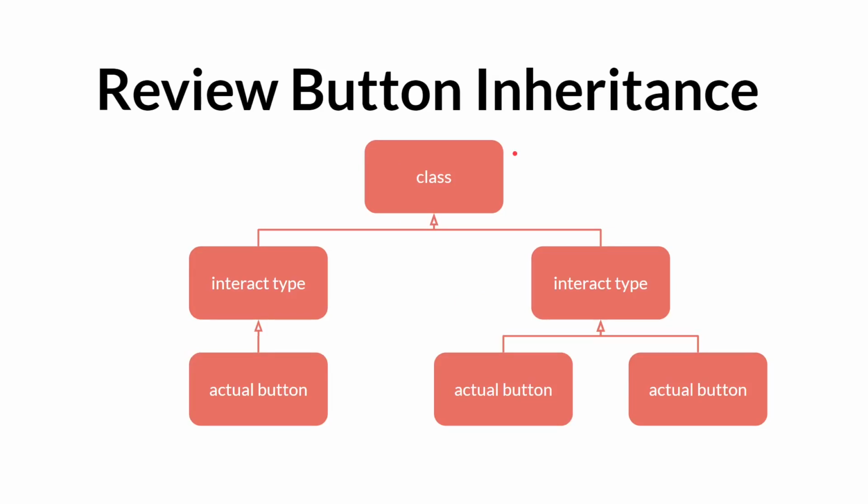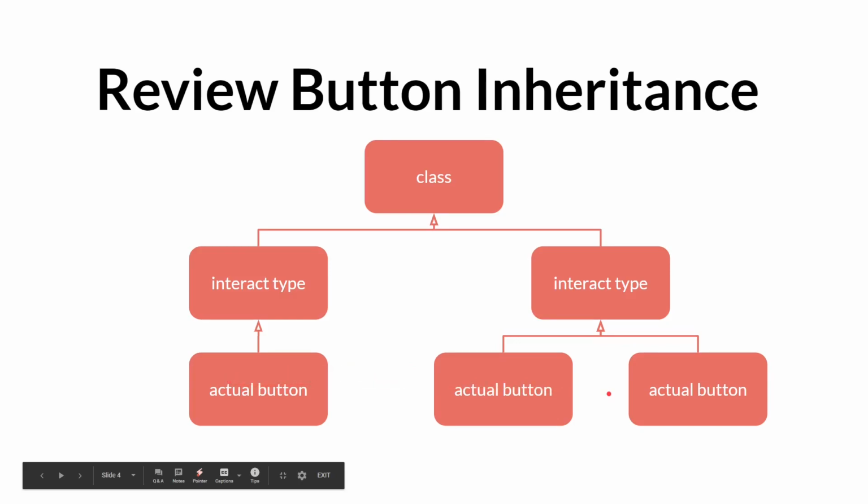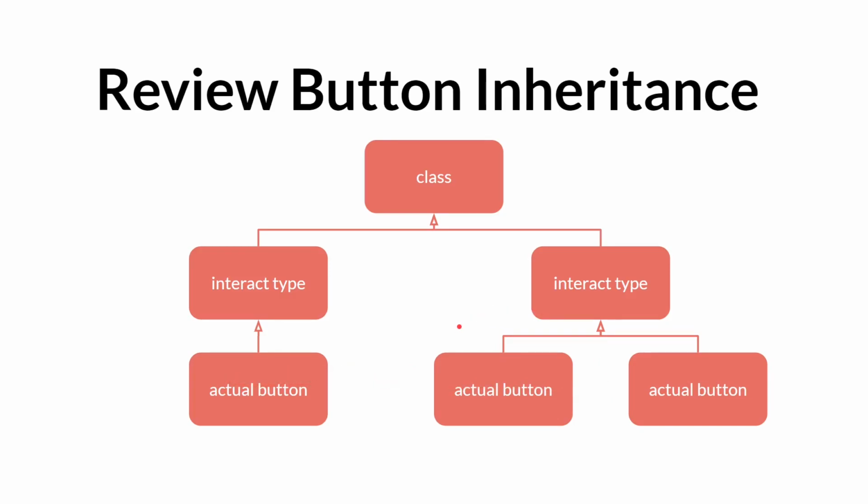We also created a very basic inheritance structure for our button. We have our button class up at the top. Then we have different interact types which inherit from the class. And then we have our actual buttons down here which inherit from the various interact types.